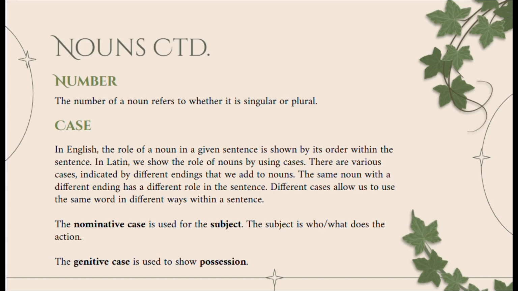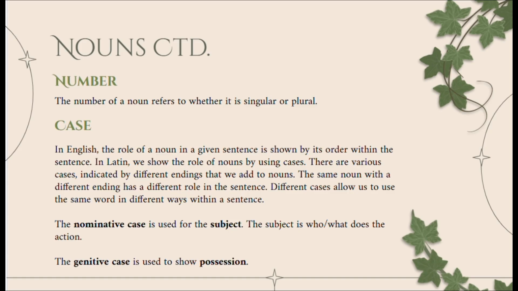Now, the gender of a noun is something you just have to know. The endings won't tell you that. But number is something that the endings will tell you. And also, case is something that the endings will tell you. In English, the role of a noun in a given sentence is shown by its order within the sentence. In Latin, we show the role of nouns by using cases.